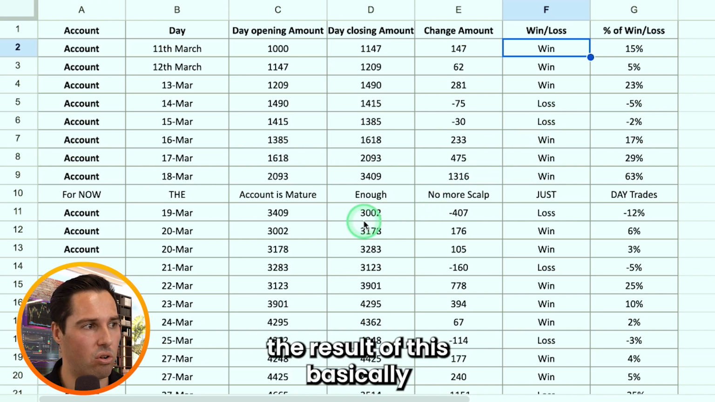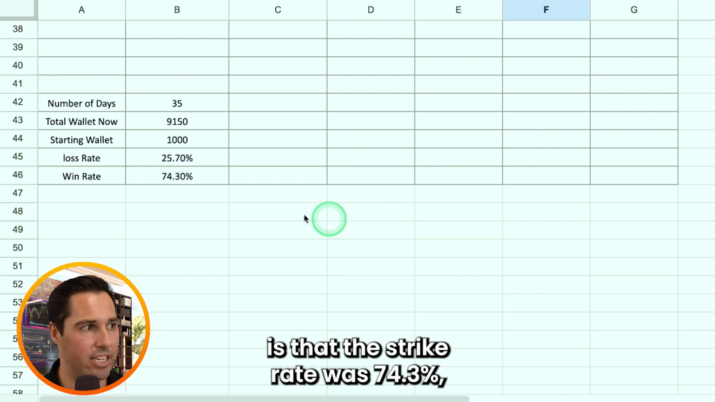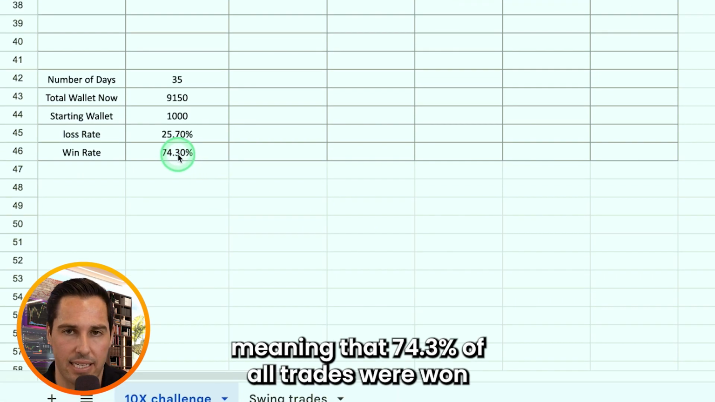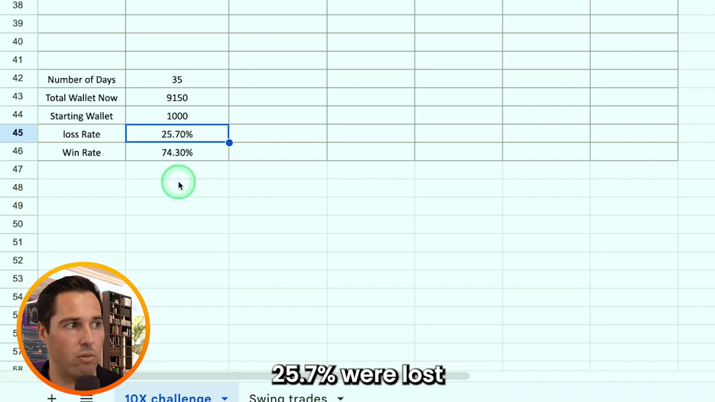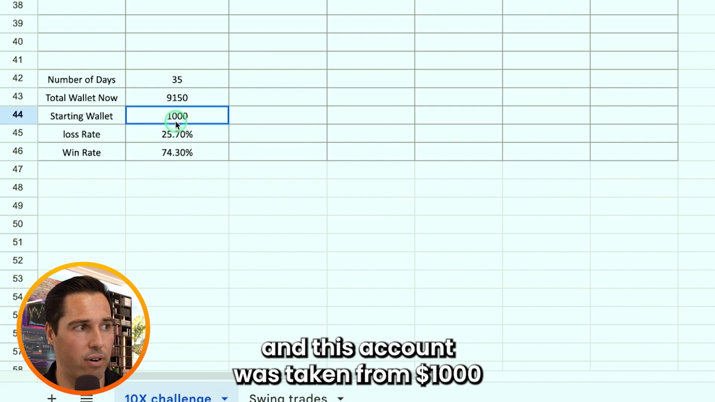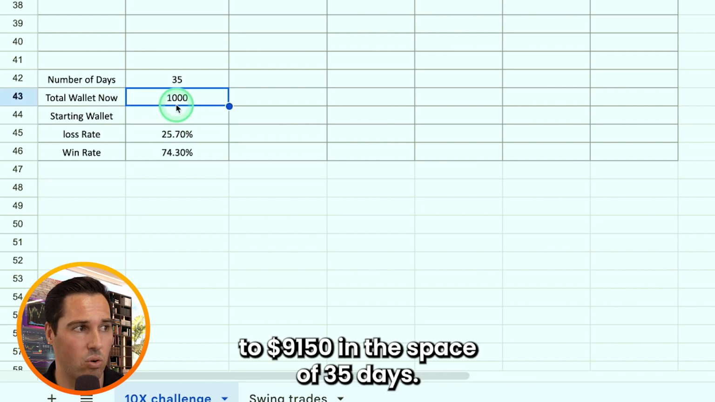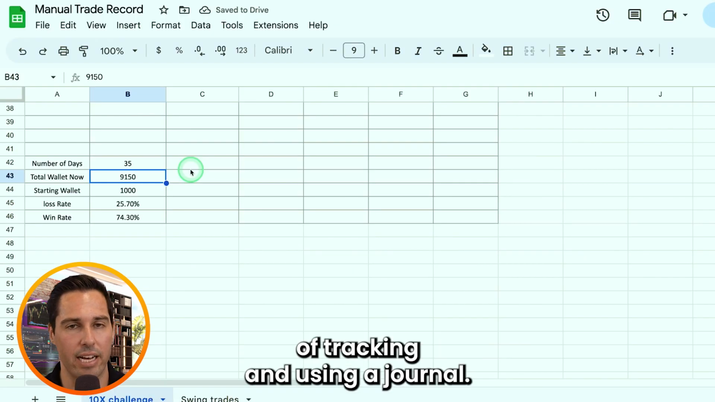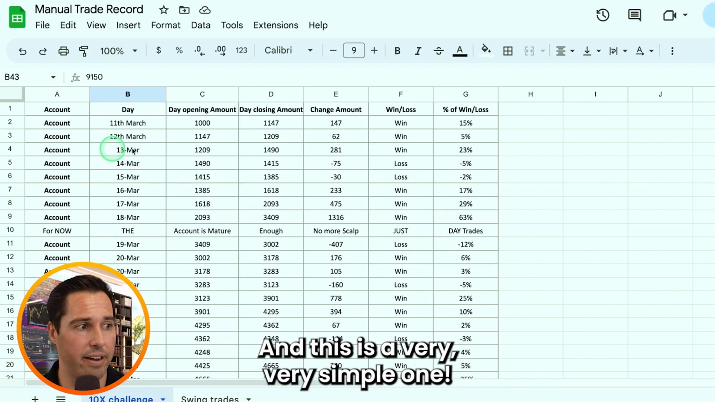At the end, the result of this basically is that the strike rate was 74.3%, meaning that 74.3% of all trades were won, 25.7% were lost, and this account was taken from $1,000 to $9,150 in the space of 35 days. So that is the power of tracking and using a journal. And this is a very, very simple one.